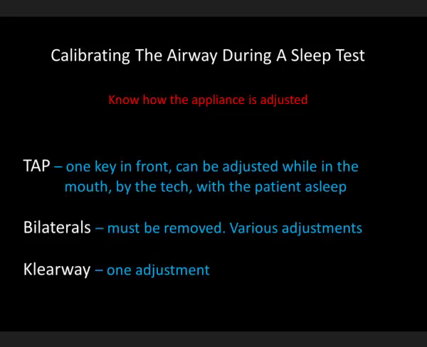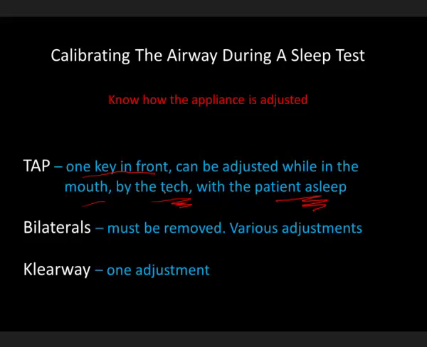So how do you calibrate the airway during a sleep test? Well, you have to know how the appliance is adjusted. Now, the one I showed you earlier happens to be a TAP appliance, and I don't mean to be a name brand person here. This is just the one that has the key in the front here. And it can be adjusted. It's the only appliance that can be adjusted while in the mouth by the technician with the patient asleep, because all you have to do is reach into that little attachment there with that key and turn it while the patient's sleeping. So that's the only one you can do that to. It's pretty great for that.